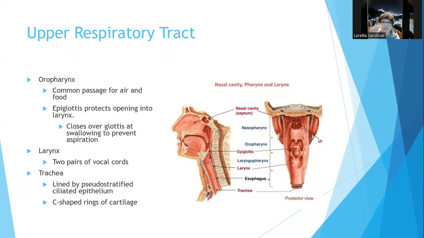So the epiglottis is what protects the opening into the larynx, and there's a coordination of swallowing and the epiglottis covering the glottis to prevent aspirating food and liquids as we eat and drink. So our upper respiratory tract is not only the entryway for air, but it's the entryway for food, which we also need to take in on a regular basis.